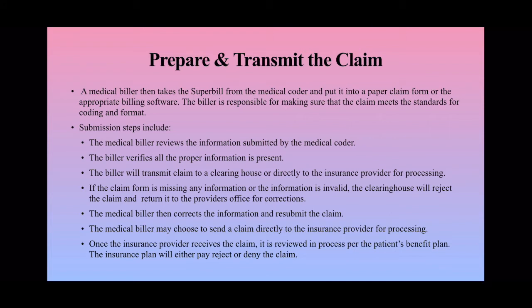If the claim form is missing any information or the information is invalid, the clearinghouse will reject the claim and return it to the provider's office for corrections. The medical biller then corrects the information and resubmits the claim. The medical biller may choose to send a claim directly to the insurance provider for processing.